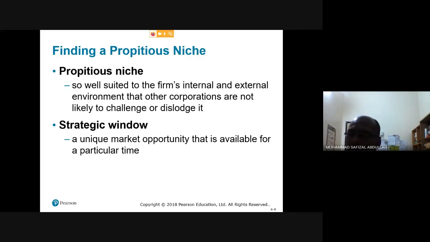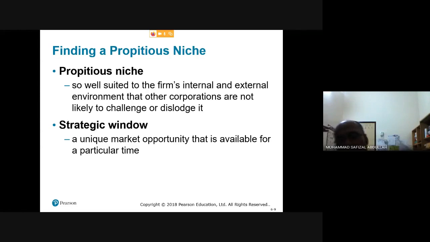Jadi, for example, companies like Mukmin and Halal Gel, what is their propitious niche? Of course, the Muslim market. They know that the Muslim consumer prefers maybe toothpaste yang ada sugi dan sebagainya, sebab itu adalah sunnah, right? Itu salah satu contoh propitious niche.